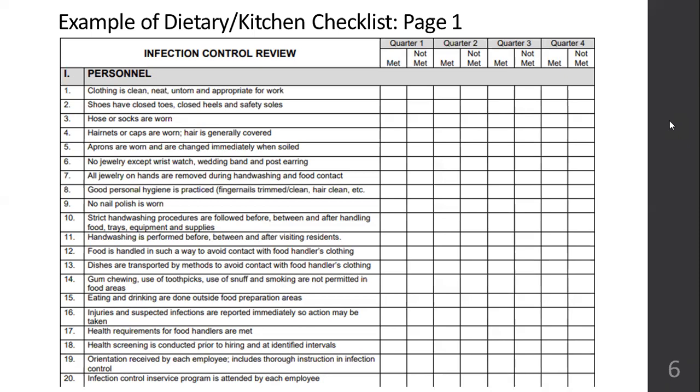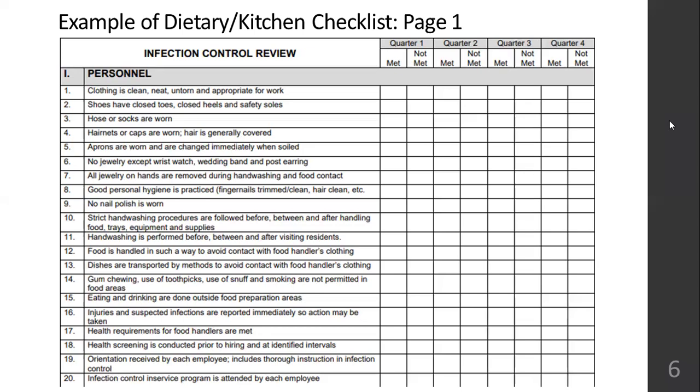No jewelry except for a watch, wedding band, or earrings for women. Apart from this jewelry, nothing else should be worn in the kitchen while working. All jewelry on hands should be removed when you are doing your hand washing procedure, or whenever you're contacting the food. All the jewelry should be removed.